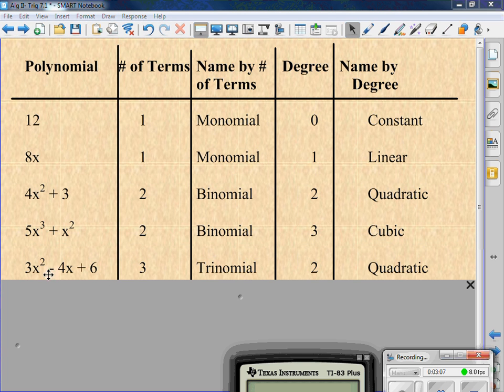Now I have 3x squared minus 4x plus 6. There are 3 different terms. When you have 3 terms, it's called a trinomial. This one's a degree 2, and it's quadratic. Even though there's 3 things here, the highest degree is a 2.